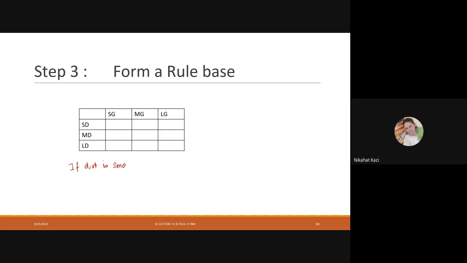So an example rule is, if dirt is small and grease is small, then wash time is, what is the wash time? Based on the domain knowledge, these rules have to be formulated with some intuitive logical reasoning. Right now, assuming that we have very little domain knowledge, we'll use our logical reasoning to write these rules.